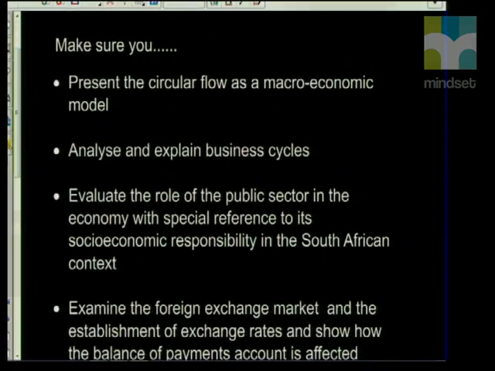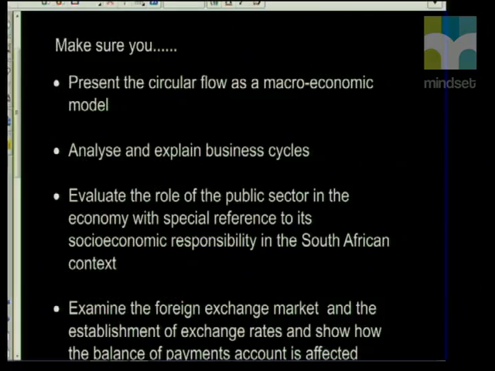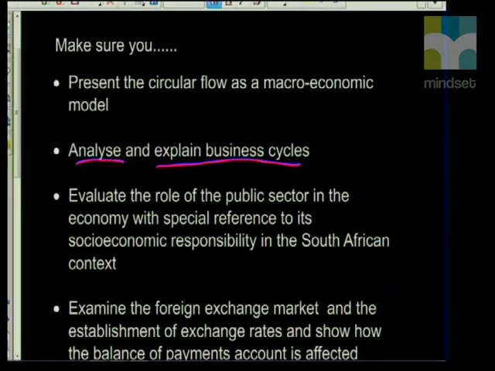First, this is our checklist basically, we must make sure that you are able to present circular flow as a macroeconomic model. So the first thing is to know how circular flow operates. Secondly, we should be in a position to analyze and explain the business cycle. The third one is to know the role that is played by the public sector in the economy, especially with reference to socio-economic responsibilities in the South African context.